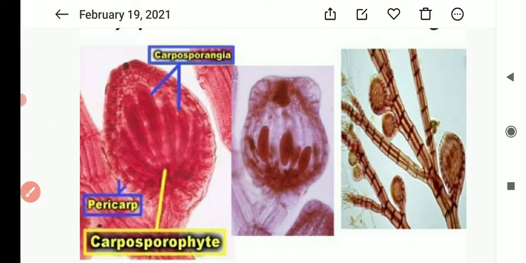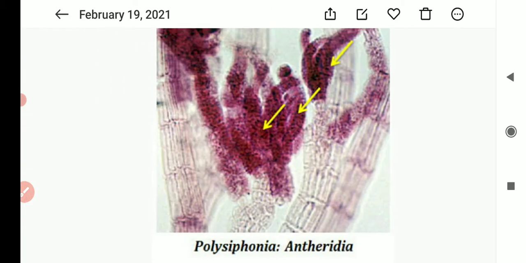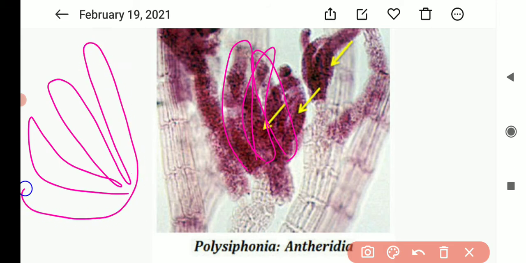Okay, now we know about the female part. Then we know about the asexual part. Now left is the male part to show you. Okay, here the male organs of the Polysiphonia are the antheridia. They appear something like this, like fingers, and inside we will have antheridia.